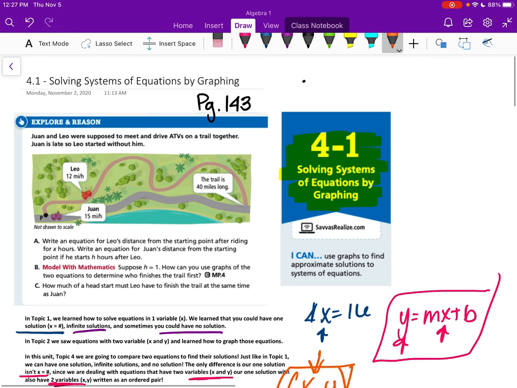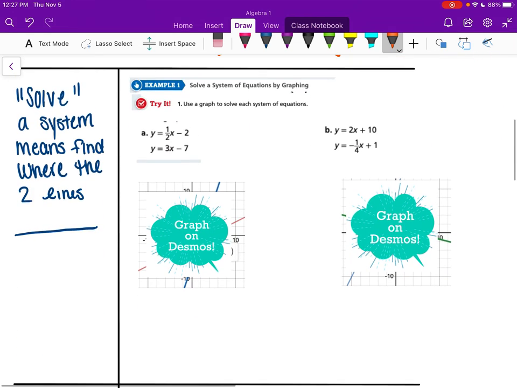So in our workbook, we're on page 143, we're going to look at example 1. It says solve a system of equations by graphing, and we can see that in 1a, it's going to give us two lines, y equals 1/2 x minus 2 and y equals 3x minus 7. What we are going to do is graph both of those equations and look at where they intersect. If we're going to solve a system, that means find where the two lines intersect when they touch. And our answer is going to be that intersection point, x comma y. So let's get started on this first thing.